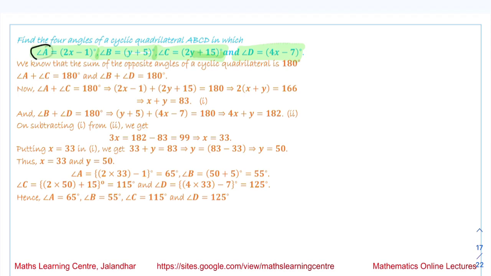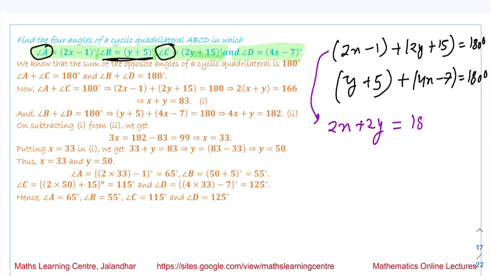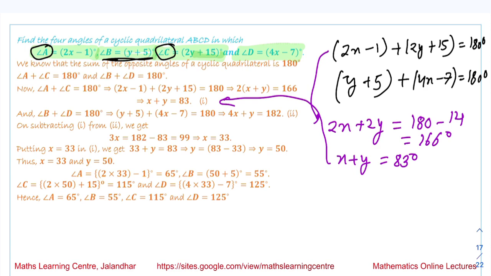So the sum of the opposite angles means angle A plus angle C, that is 2x minus 1 plus 2y plus 15, is equal to 180 degrees. Next, y plus 5, this is angle B, plus 4x minus 7, is equal to 180 degrees. So when we solve these equations, we get 2x plus 2y equal to 180 minus 14, that is 166 degrees. So x plus y is equal to 83. This is equation number 1.